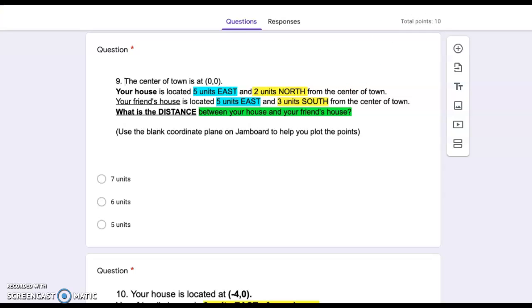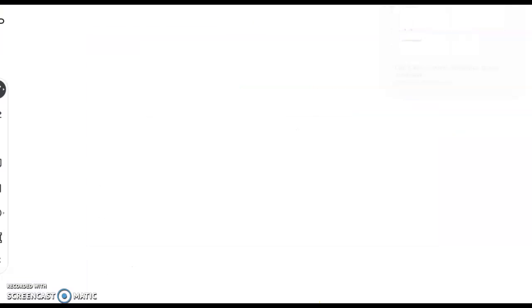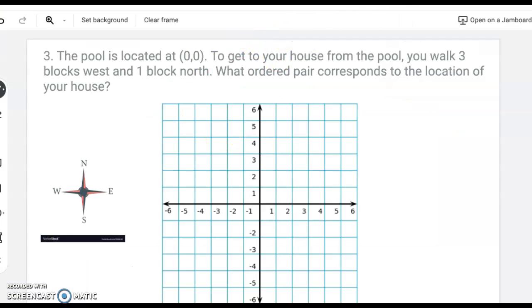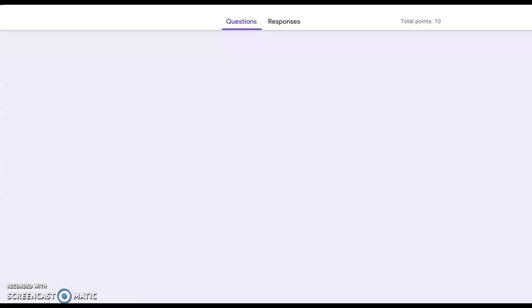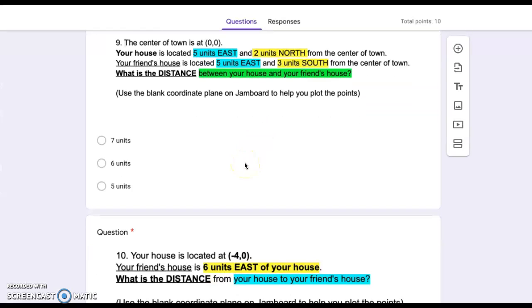Use the blank coordinate plane on the Jamboard to help you plot the points. So again, the Jamboard should be in another tab for you so you can easily locate that. And you're going to first plot the points for the location of your house, the location of your friend's house, and then find the distance between your house and your friend's house. Use the cardinal directions to the left over here to help you go in the right direction. Your choices are 7 units, 6 units, or 5 units.